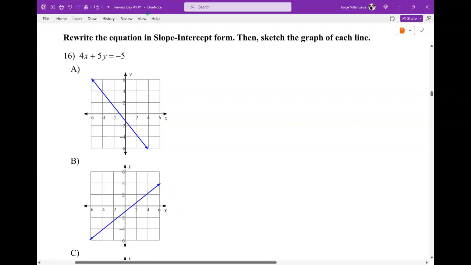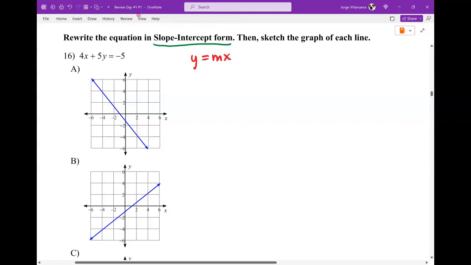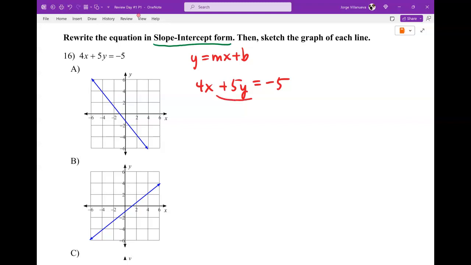So it says rewrite the equation in slope-intercept form, then sketch the graph. Okay, so y equals mx plus b, okay? So that means I got to solve for y. So I got 4x plus 5y equals negative 5. So I'm going to move the 4x over. So give me 5y equal to negative 4x minus 5. And then I'm going to divide everything by 5. So I get y equal to negative 4/5 x minus 1.